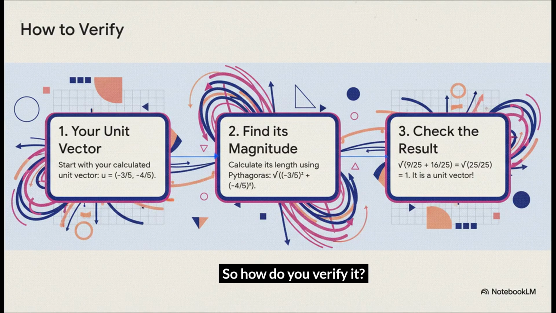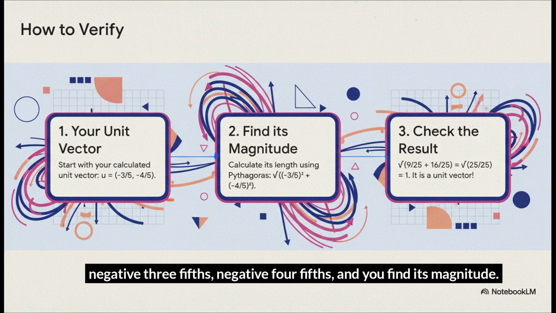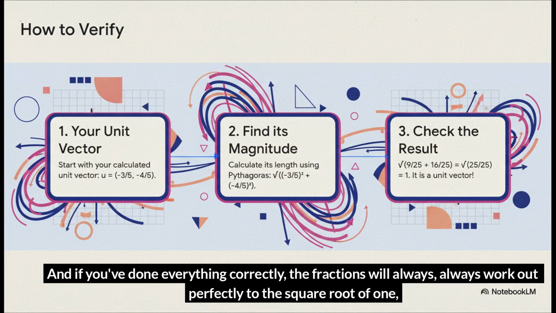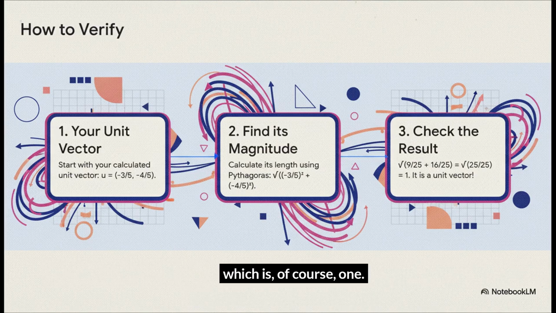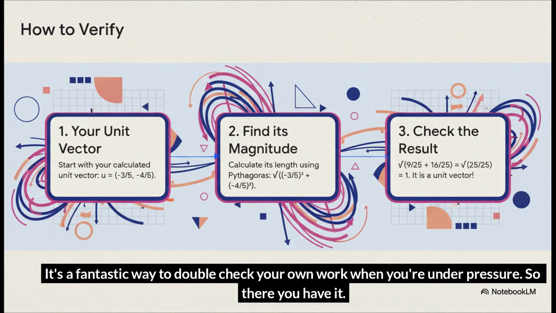So how do you verify it? You take the unit vector you just calculated, in this case, -3/5, -4/5, and you find its magnitude. You run it right back through the Pythagorean formula. And if you've done everything correctly, the fractions will always work out perfectly to the square root of 1, which is, of course, 1. This confirms your answer has the one defining property of a unit vector. Its length is 1. It's a fantastic way to double-check your own work when you're under pressure.